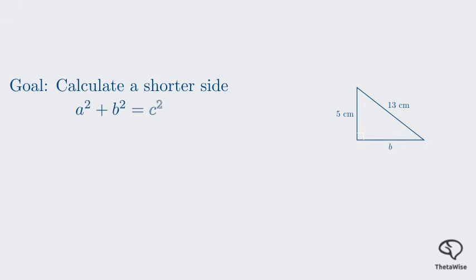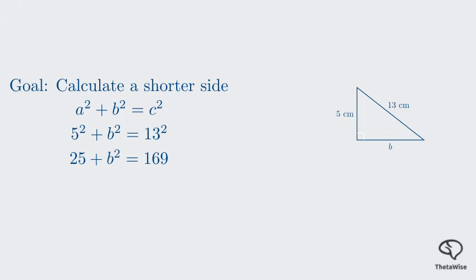As always, we start with our foundation. A squared plus B squared equals C squared. Substitute the values we have. It doesn't matter if you put 5 as A or B, as long as 13 is C. Calculating the squares gives us 25 plus B squared equals 169.